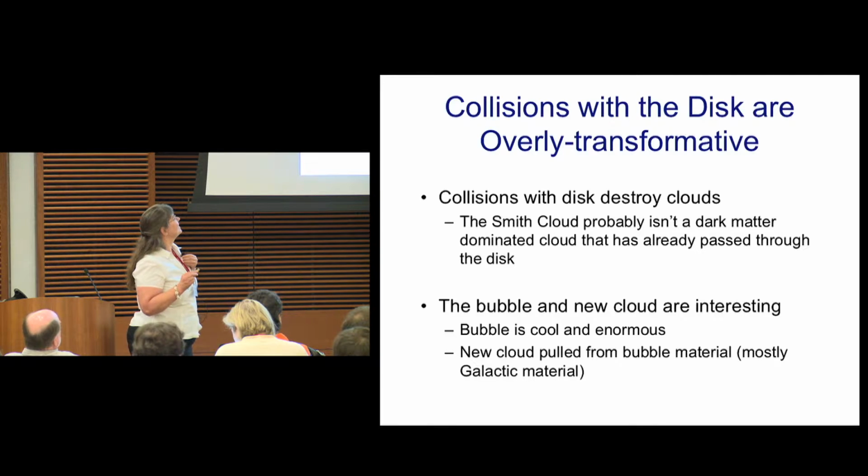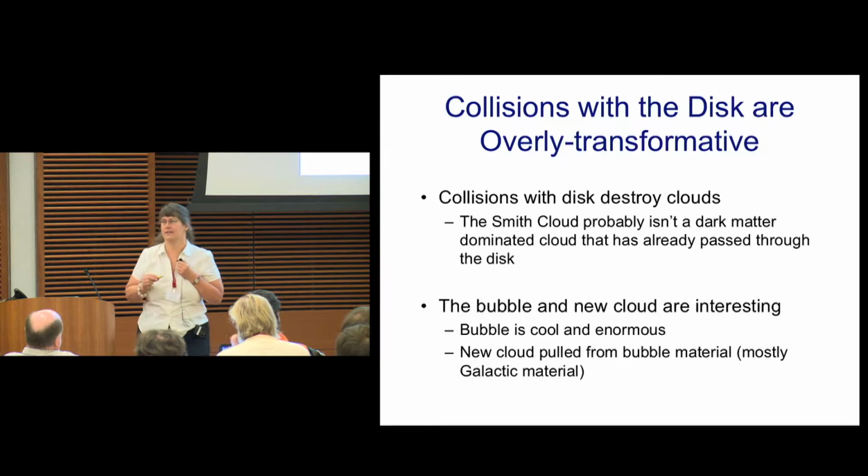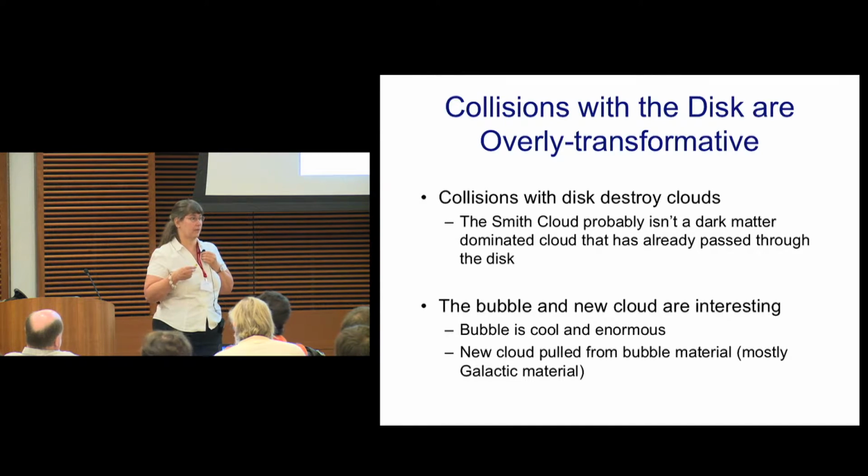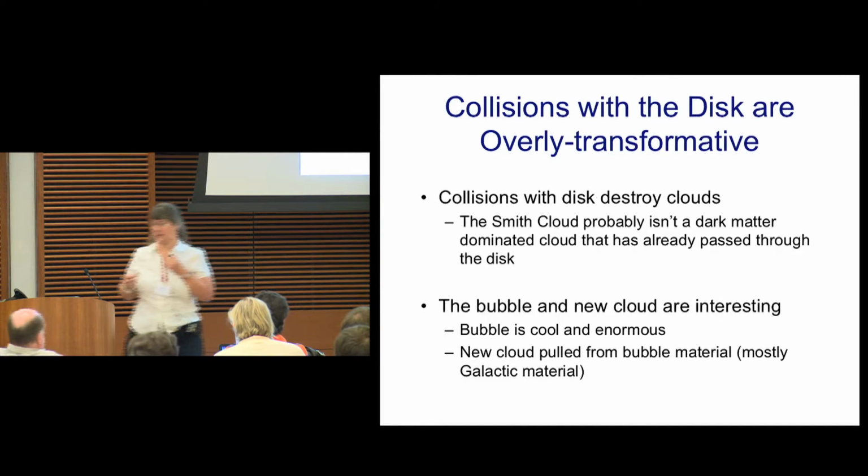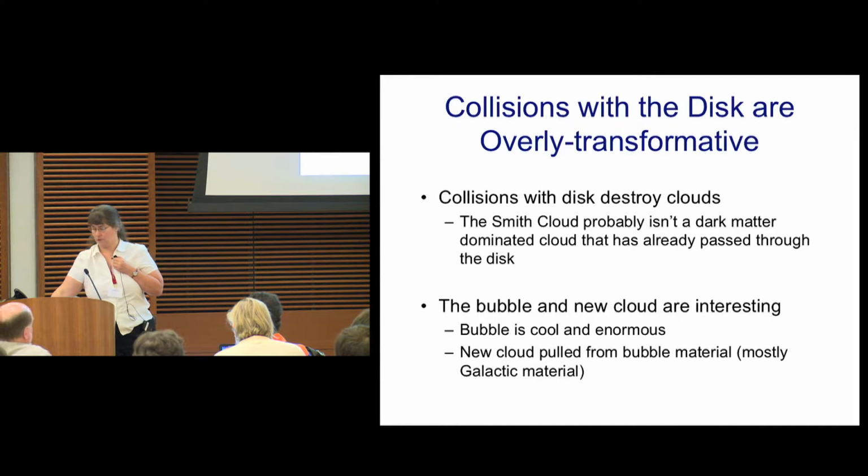So collisions with the disk are overly transformative. They destroy the clouds. But they make a very interesting bubble and a new cloud, which are interesting and potentially applicable to other cases of clouds, dark matter dominated or not, colliding with our galaxy. And that should be happening more than once.